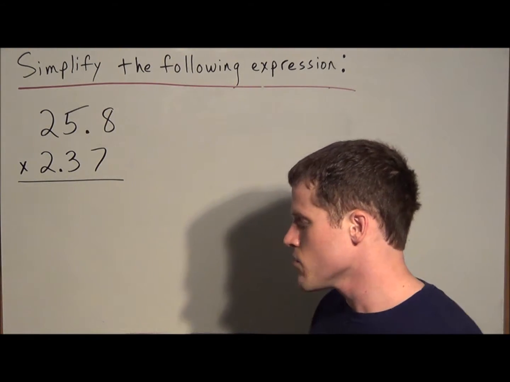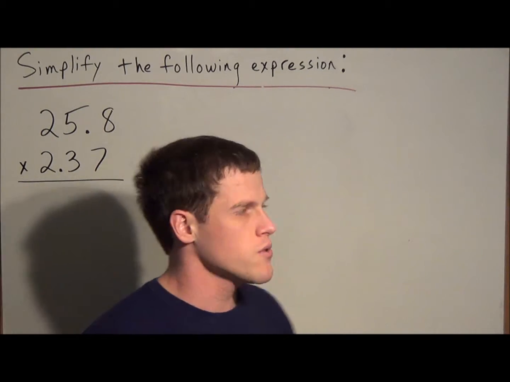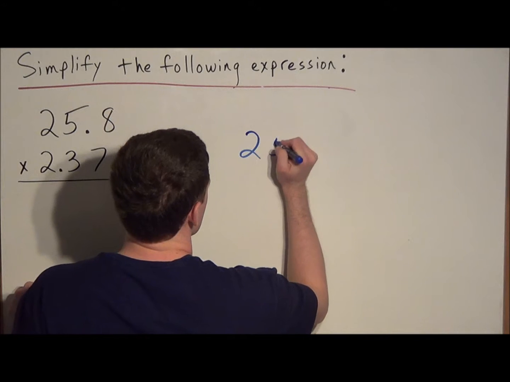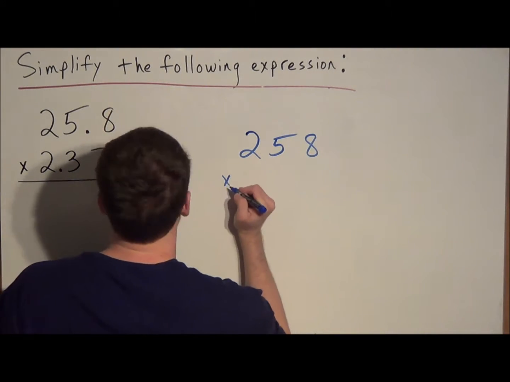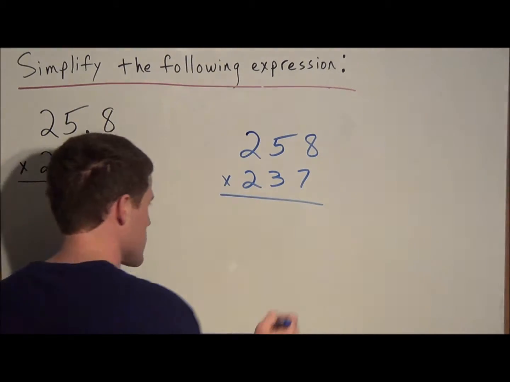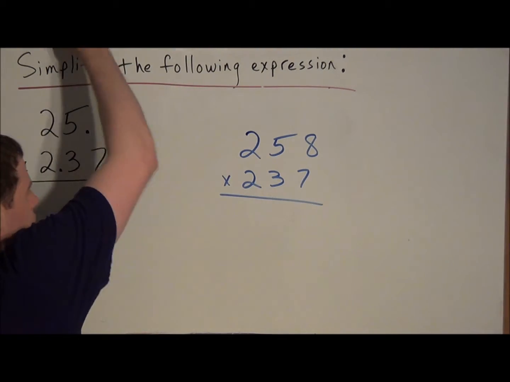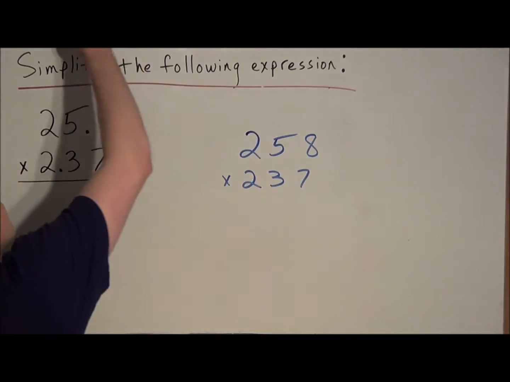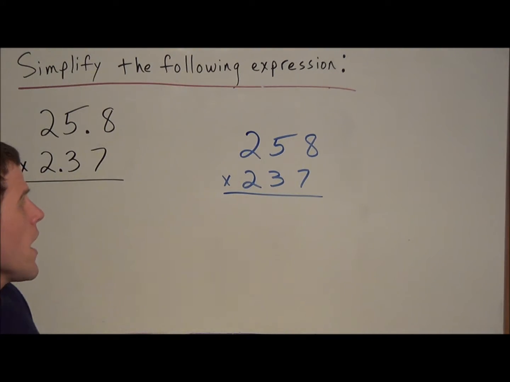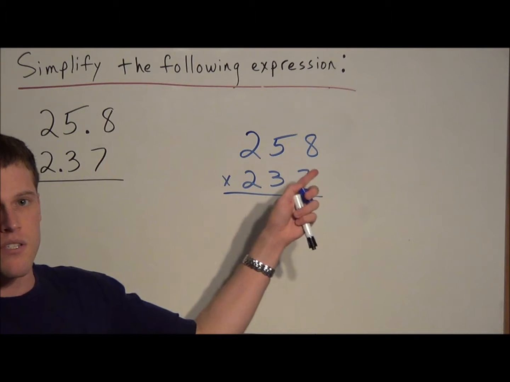So for this example, when you look at this, you probably think that you would rather be multiplying something like this. You would rather do 258 times 237. Now this is not an easy thing to multiply, but it is nicer than the example we're looking at originally with the decimals. But the thing is, we have to think about how do we transform this problem into this problem.